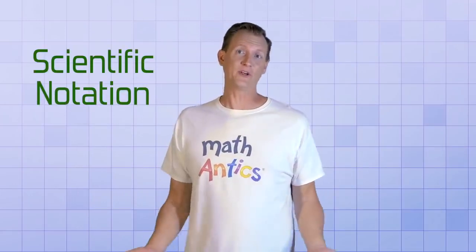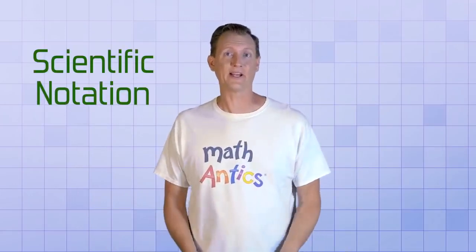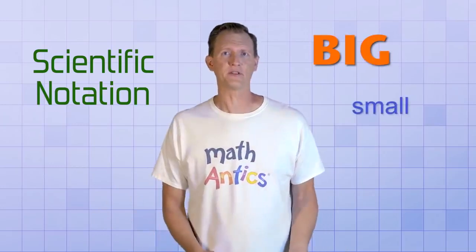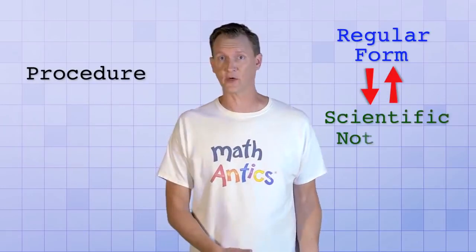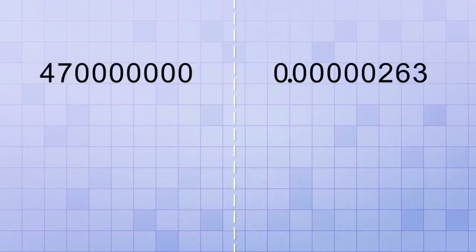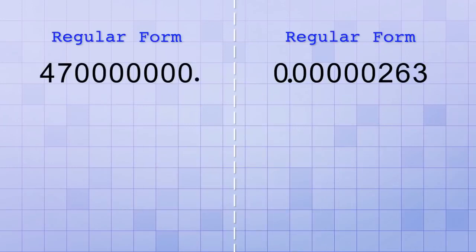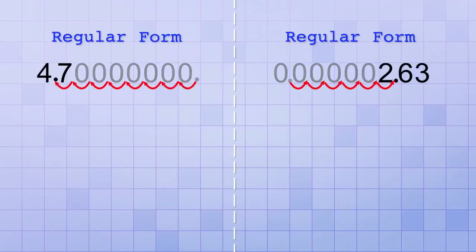So now that you've seen how scientific notation works, and you realize that it's just a shorthand way of writing really big or really small numbers, let's break down the procedure for converting back and forth between numbers written in regular form and scientific notation. Starting with these two examples in regular form, first count how many number places you would need to shift the decimal point for there to be only one digit to the left of it. For this number, we would need to shift 8 places, and for this number, 6 places.